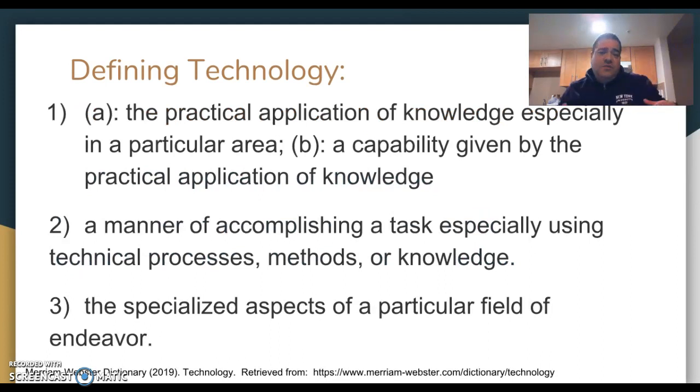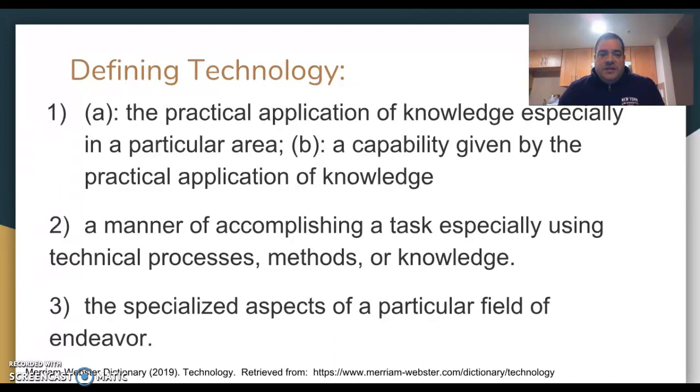Now, when it comes to the term technology, you may find that technology is another term that can mean various different things depending on which perspective you're looking at. Sometimes technology is referred to in the context of mechanical items. A car can be seen as a technology. A refrigerator can be seen as a technology. But when you look at it from a much broader perspective, the Merriam-Webster Dictionary looks at technology from three perspectives.